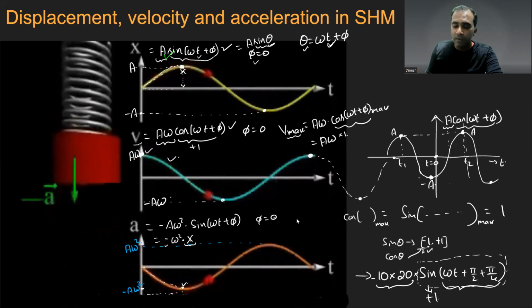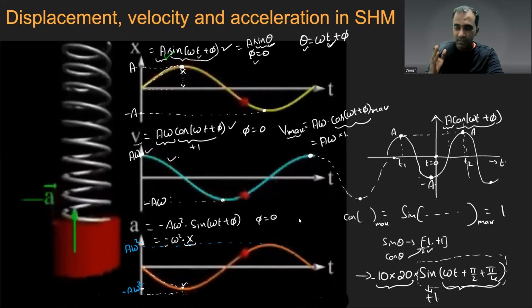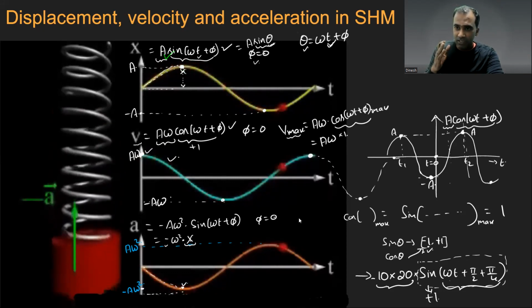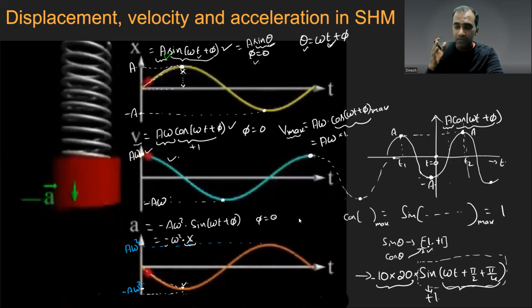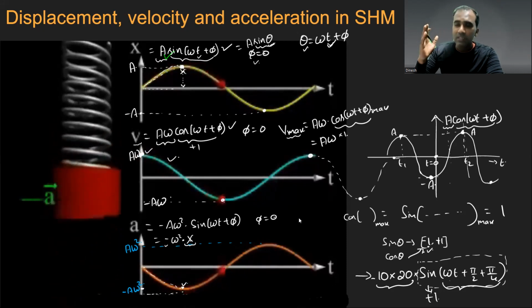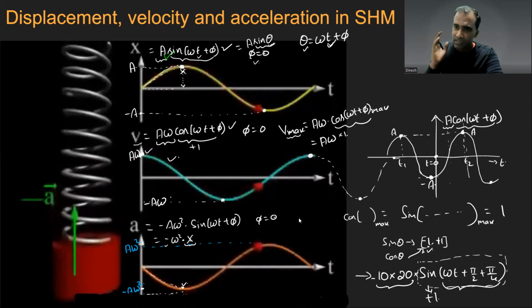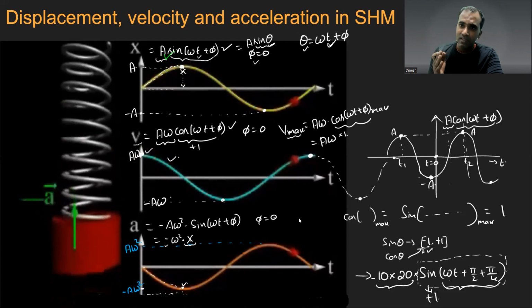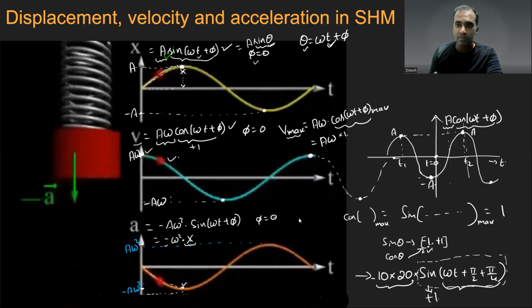Very good. So I hope everybody has understood that displacement, velocity, and acceleration vary sinusoidally in simple harmonic motion. If it is not simple harmonic motion, then they need not vary sinusoidally, but in simple harmonic motion, they will definitely vary as a sinusoidal function with respect to time.